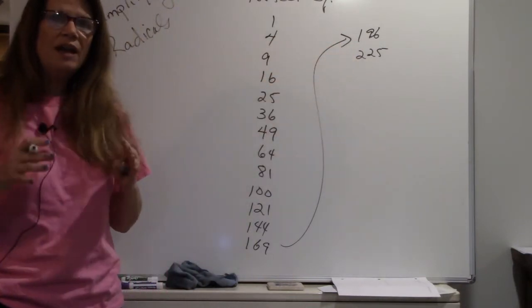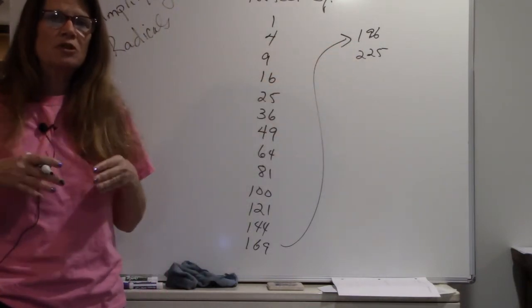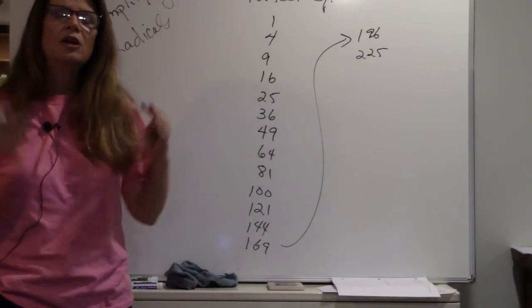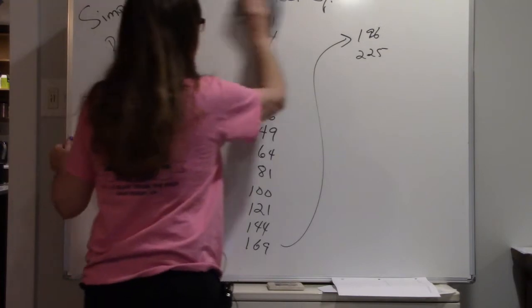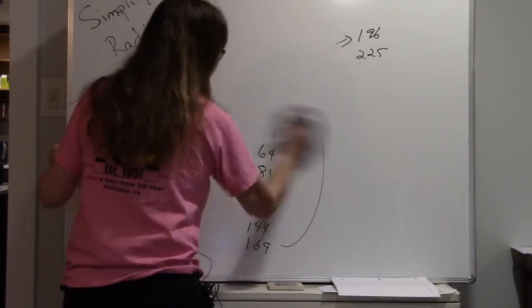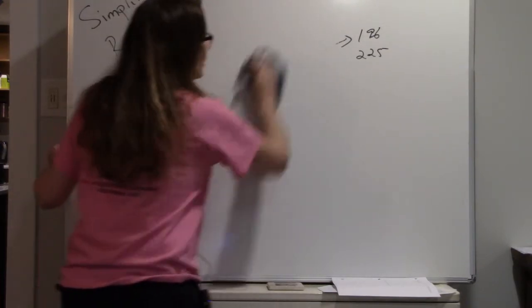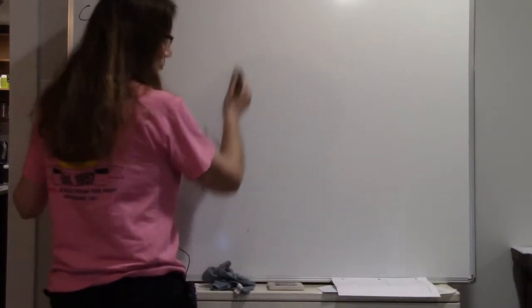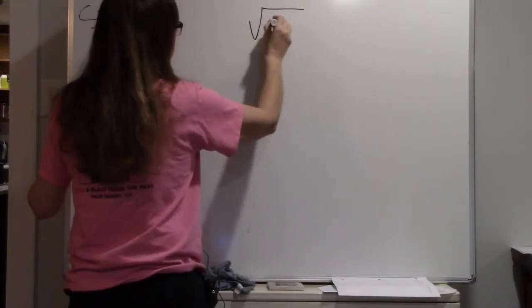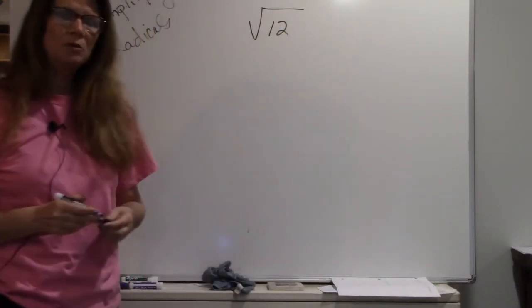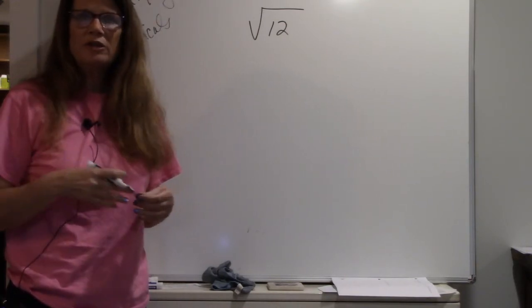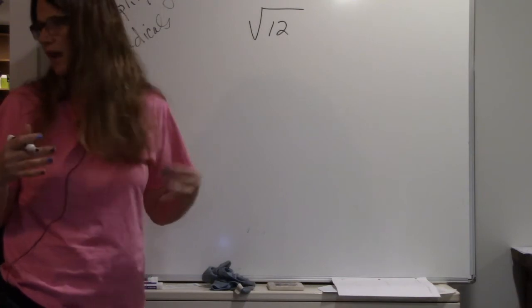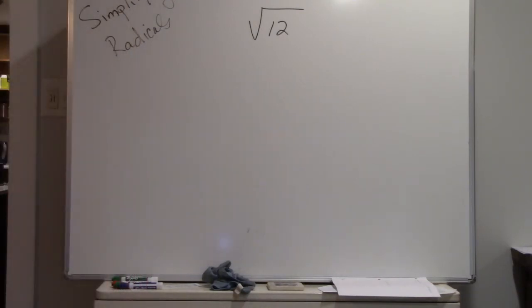So you have to have an understanding of those perfect squares, because when we're simplifying, we're looking for the perfect square. So keep those in mind, write them down. And we are going to simplify a radical. So if I had the square root of 12, now, you could go to your calculator, punch in square root of 12. It will give you an exact number, and I can tell you what that number is.